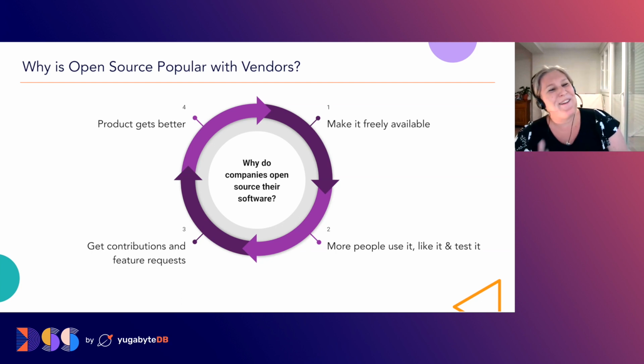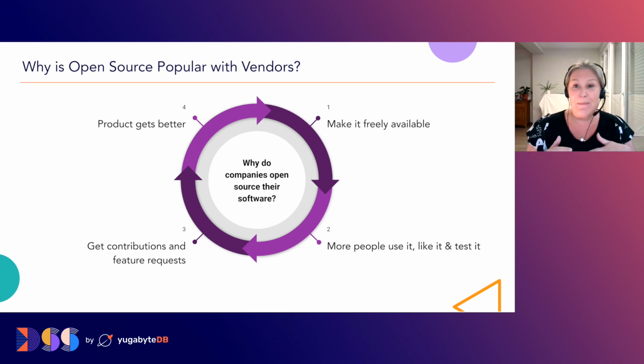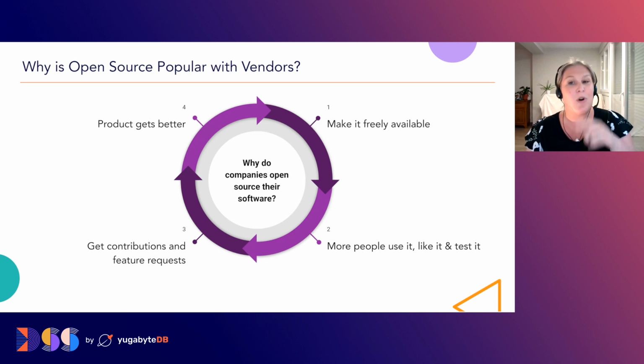By making software freely available, it's downloaded and deployed widely. And this means that more people use it, like it, test it, which gives you rapid feedback. That feedback improves the quality of the software. People using the software make software contributions, feature requests, and product improvement ideas. And this means the product gets better. By making this high quality software freely available, it's downloaded and deployed freely, and so on in a circle. So each part depends on the next part and the part before.